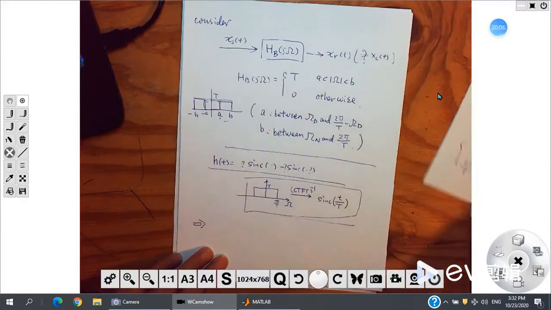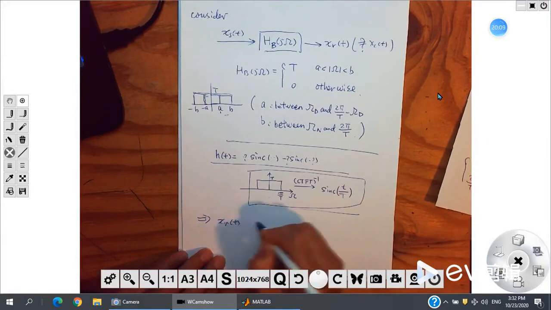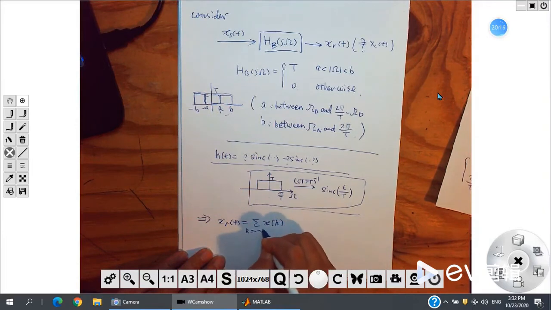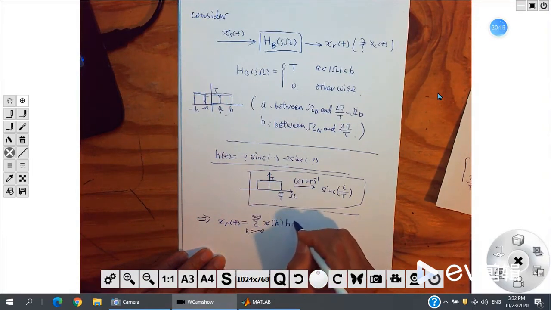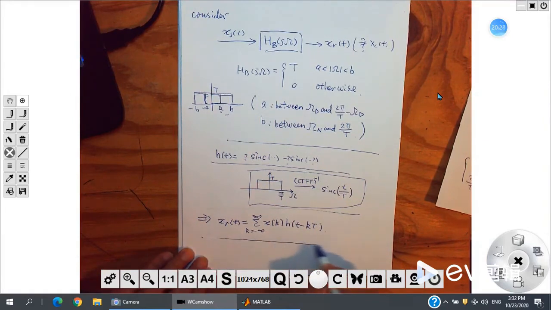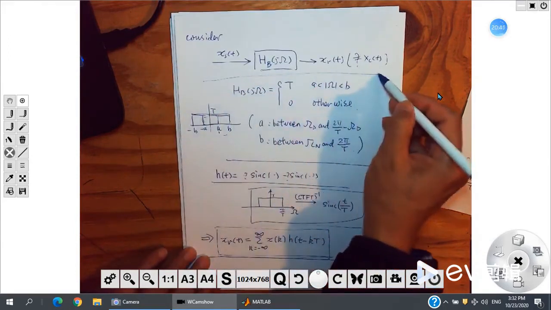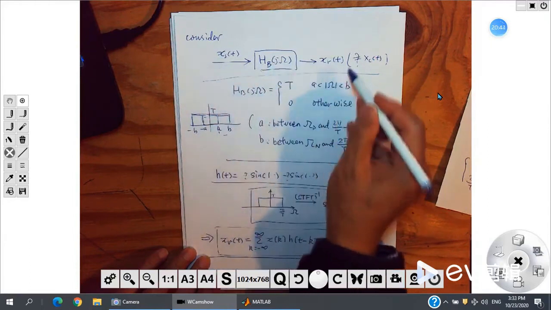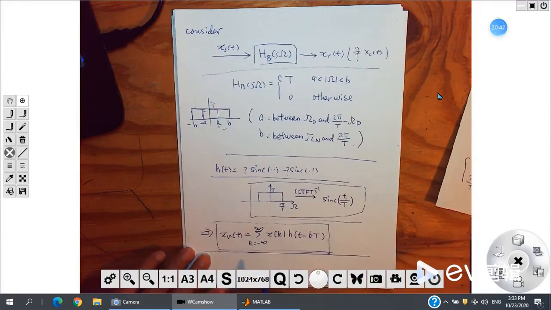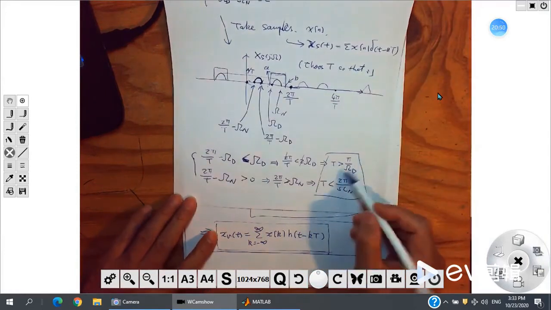And then we can have x_r of t, which will be the summation of x of k for all the k's, times h of t minus kT. Alright, so we can restore the original signal in this case by a formula, in the calculation this way. In the filter way, the analog way, you can build a filter, let signal x_s go through it, and you can have that. In this case, the sample step T is here.